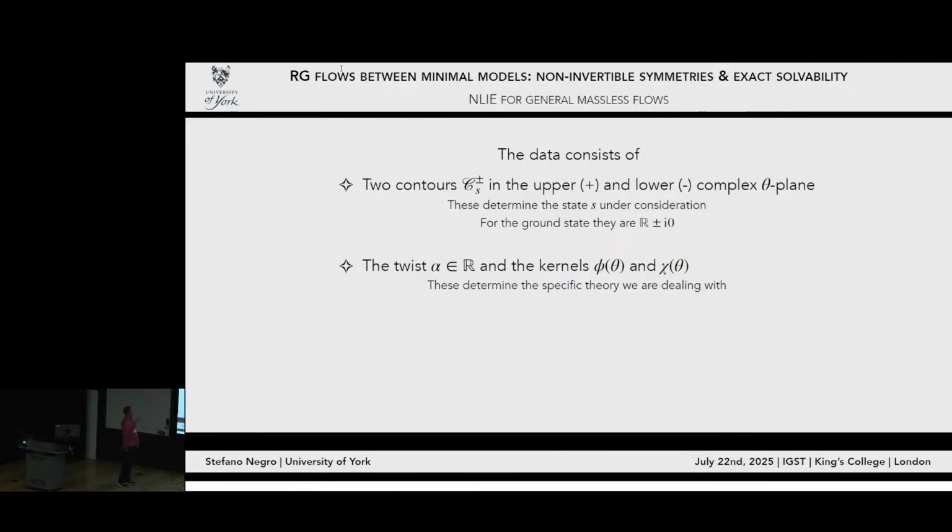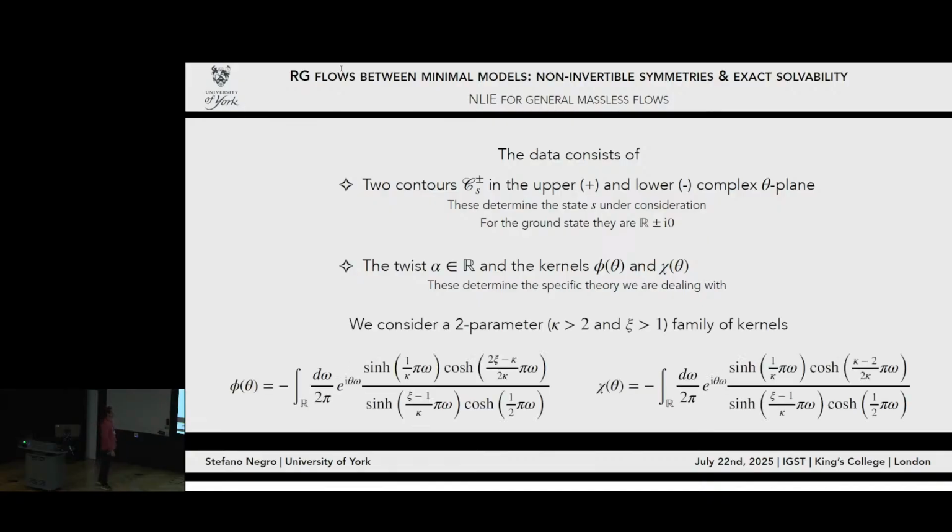And now, the important thing is the data that we have here. The data consists of two contours in the complex plane, and these contours are the ones that tell you which is the state on the cylinder that we're looking at. In particular, for the ground state, these lines are just slightly above and slightly below the real line. So they are simple contours. If you consider excited states, they can be more complicated contours, but we will focus on those. And the rest of the data consists of a twist, which is a real number, and two kernels, phi and chi, that appear in the integral equation. Okay? And these determine the specific theory that we're dealing with, because these are the ones that constrain the UV CFT, the IR CFT, and the perturbing fields.